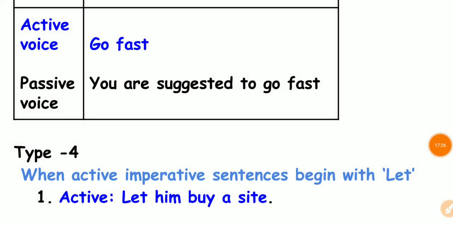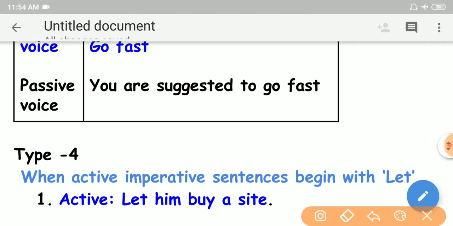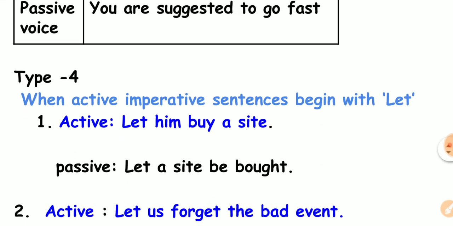Okay, my dear friends, so let us go and learn with the type 4 examples. So what is the type 4 example? See, when active imperative sentences begin with let. Some active imperative sentences also begin with let. In such cases, how to convert an active imperative sentence into passive? Let us go and learn.